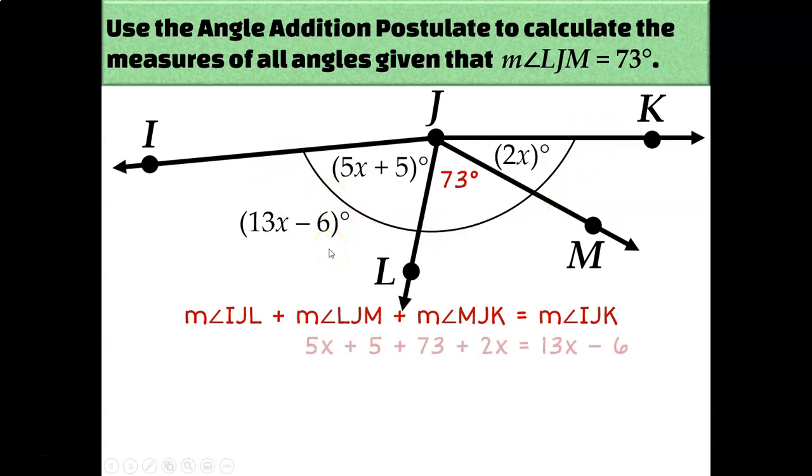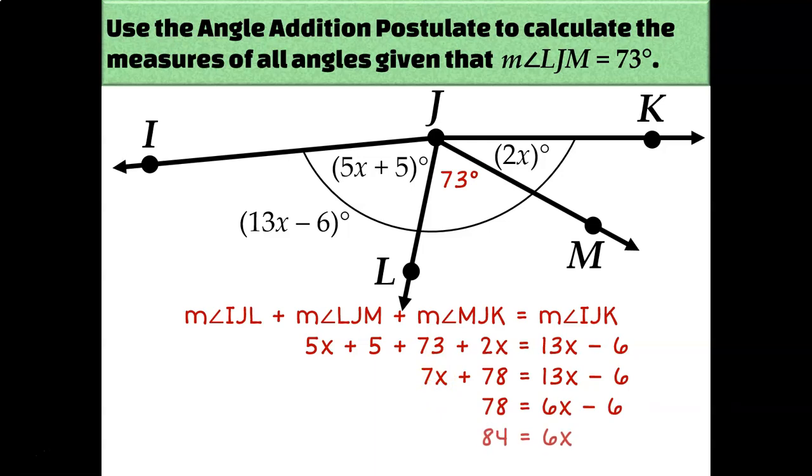So let's plug in our numbers. We have 5x plus 5, plus LJM is 73, plus MJK is 2x, is equal to the entire angle 13x minus 6. So let's solve by combining like terms. 5x and 2x is 7x, 5 and 73 is 78. Then I'll subtract 7x from both sides. Then I'll add 6. And finally I'll divide by 6 to get a value of 14 for x.